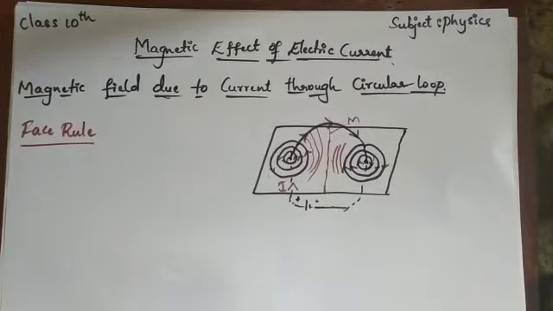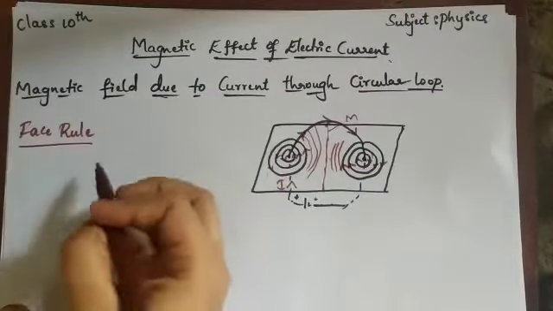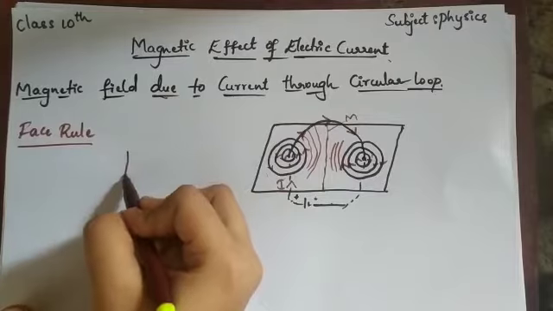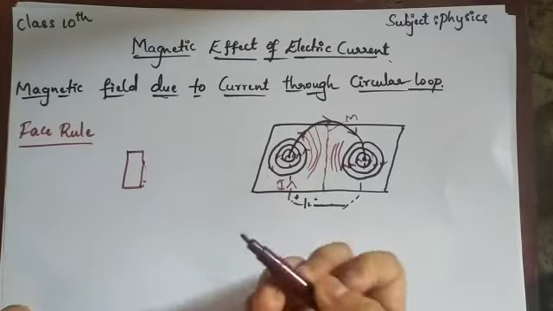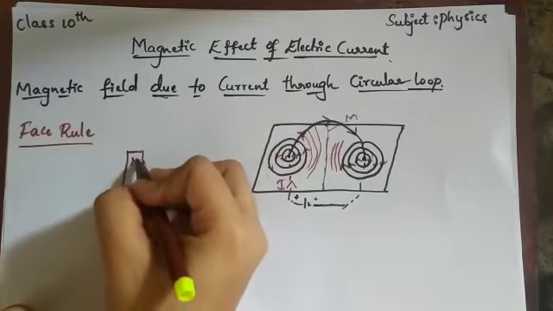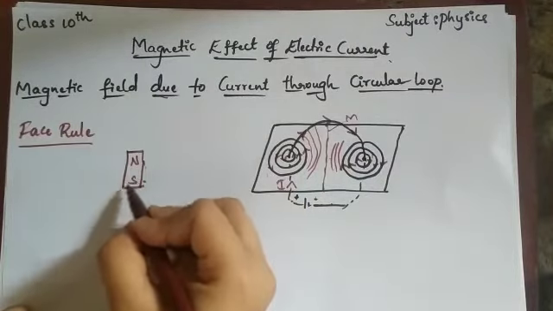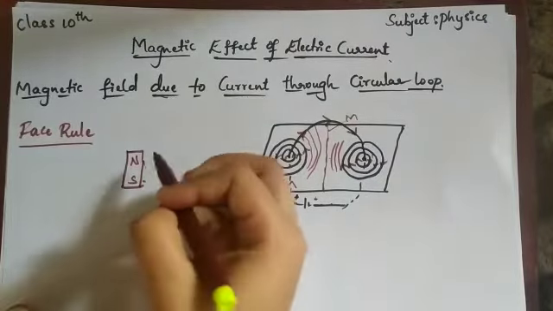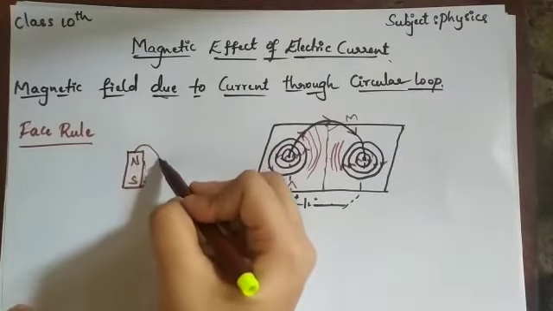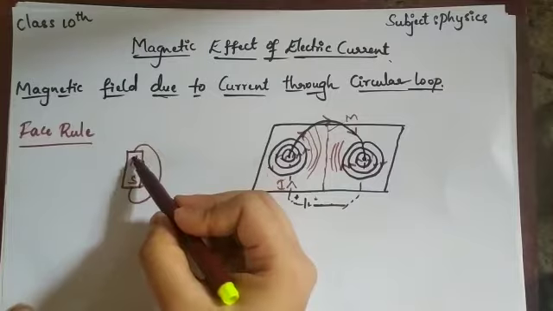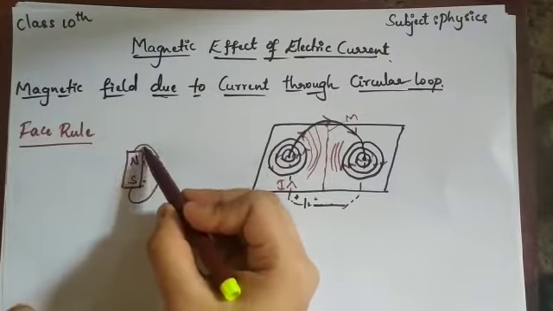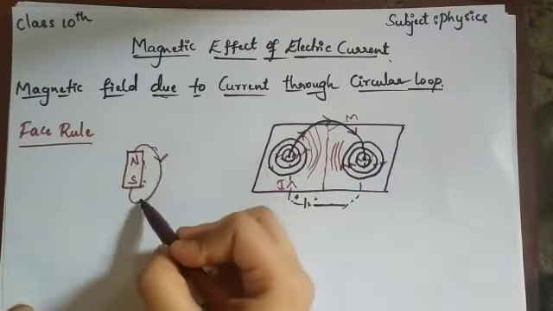To do that, let us revise what we discussed previously about the bar magnet. If I consider one bar magnet, with this as the north pole and this as the south pole, how will the magnetic lines be? The magnetic lines will be like this, isn't it? That means magnetic lines go from the north to the south direction.